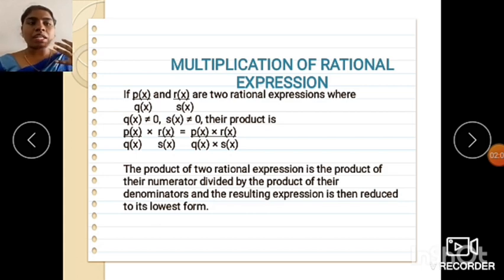So we need to multiply the numerators and then multiply the denominators. After multiplying, we should see whether we have common terms or factors in the numerator and denominator. If so, we need to reduce them to the lowest form. So this is multiplication of rational expressions. Now we will see a few problems based on it.